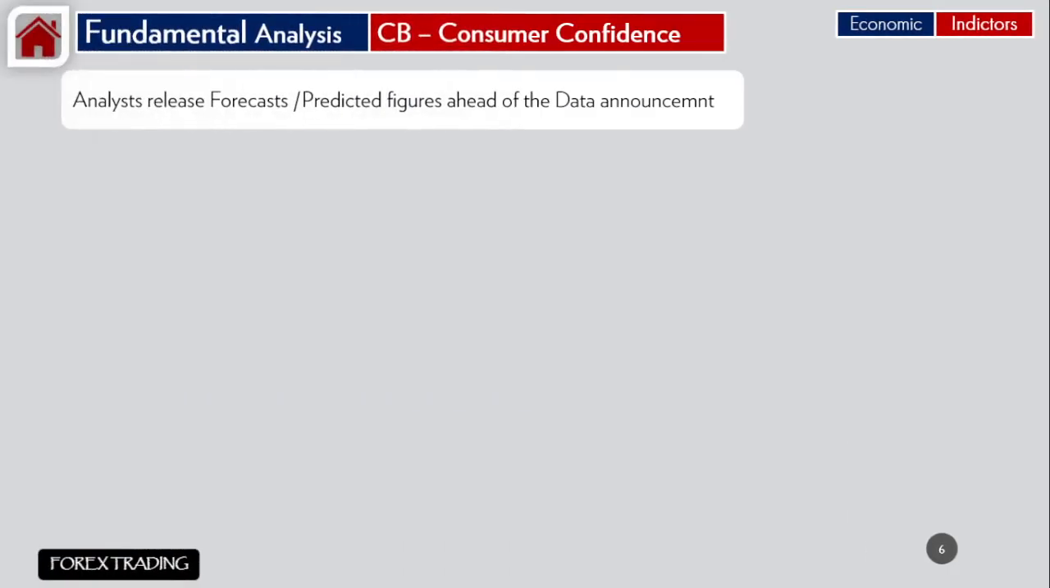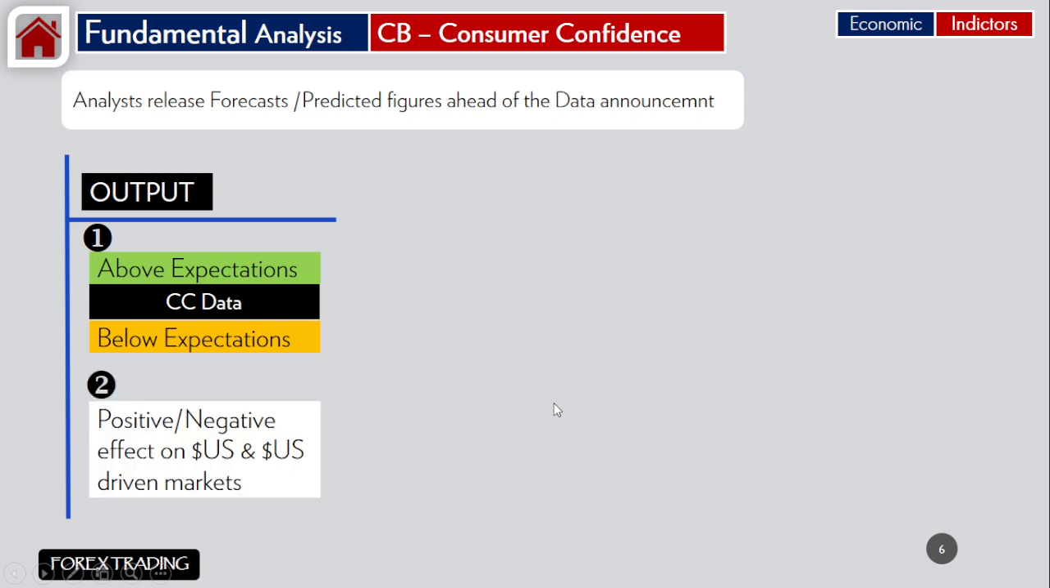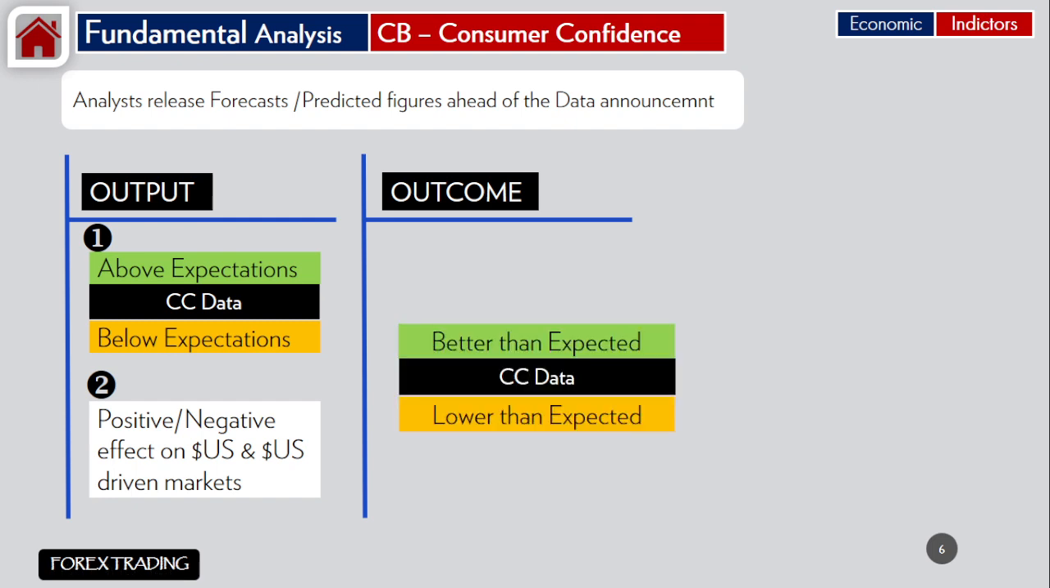So what happens when the CB consumer data is out in the market? We could have a possible output of CC data either above expectations or below expectations. In either case, it could have a positive or negative effect on the US dollar or US dollar driven markets. So we can have a better than expected or lower than expected result.